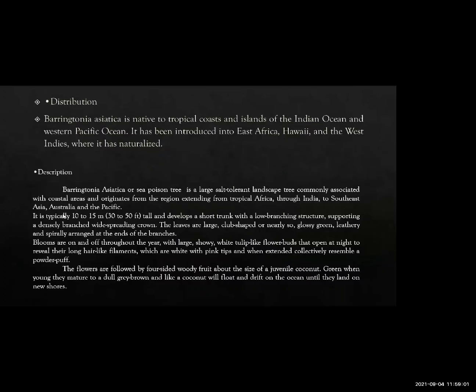Distribution. Barringtonia asiatica is native to tropical coasts and islands of the Indian Ocean and Western Pacific Ocean. It has been introduced into East Africa, Hawaii, and the West Indies, where it has naturalized.